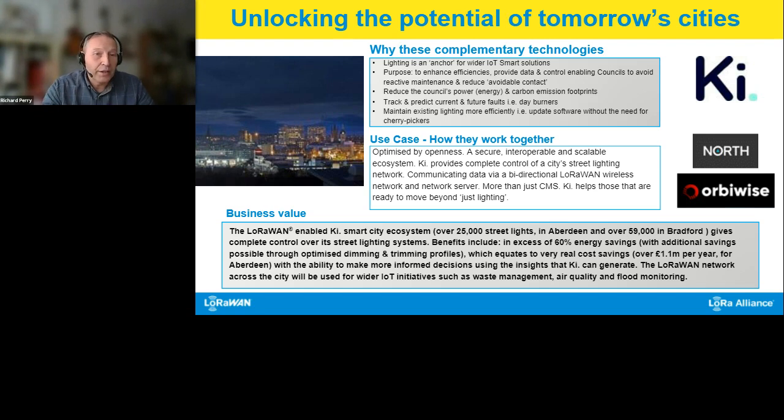And then, of course, on top of that, once the network's deployed, they can use it to leverage for things like waste management and air quality and flooding. So again, we're finding that it makes a lot of sense. Once our customers understand LoRaWAN and what it can do, then it becomes a very attractive proposition for them.